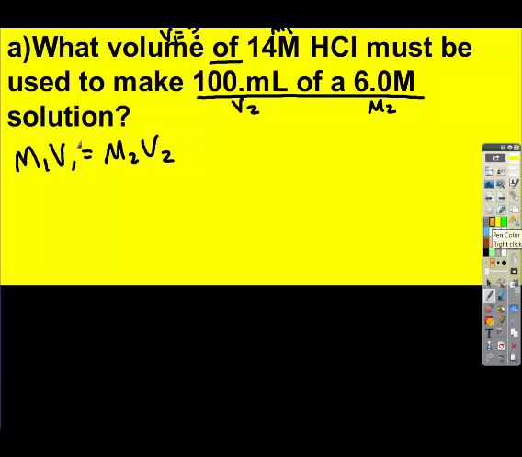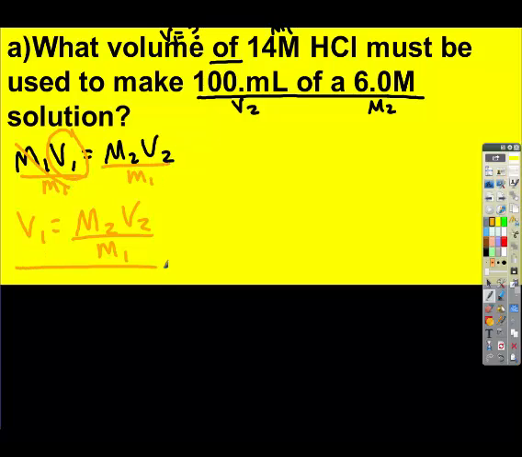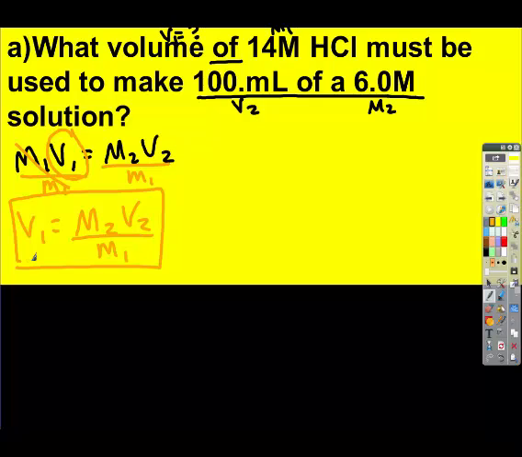In this problem, I'm solving for V1. So step 1 is write your equation. Step 2 is rearrange that equation. So V1 is equal to M2, V2 over M1. Because I would divide by M1, divide by M1. Make sure that you show this rearranged equation on your paper. If you are not showing the rearranged equation, you will not be getting full credit.